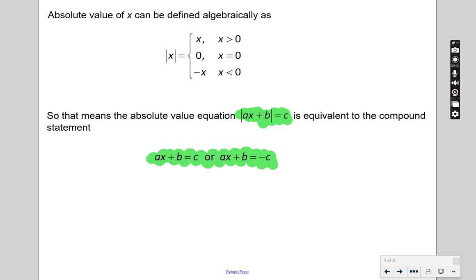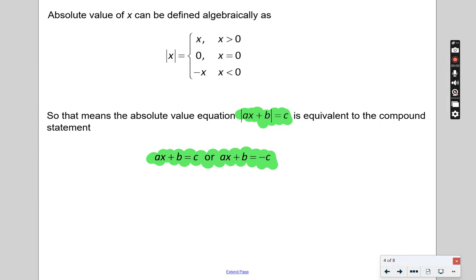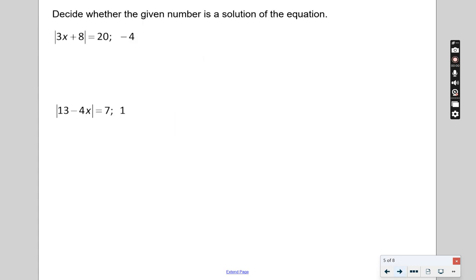You ready? Tell me if I'm going too fast. All right, so here's a couple questions for you. Decide whether the given number is a solution of the equation. We've got an equation, and then it says -4. So what do you think we should do? Yeah, plug in -4 for x, and we get 3 times -4 plus 8 equals 20.